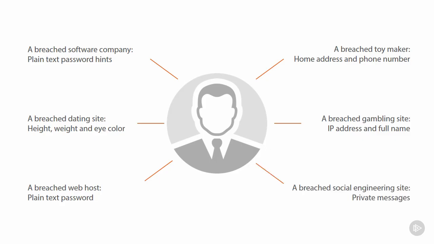And one final example, a breached social engineering site. So a site that was actually designed to teach people about social engineering and also disclosed private messages. Now clearly, when two people believe they're having a private conversation, they're going to express things that they probably don't want to be public. Things that can tell you quite a lot about those individuals.